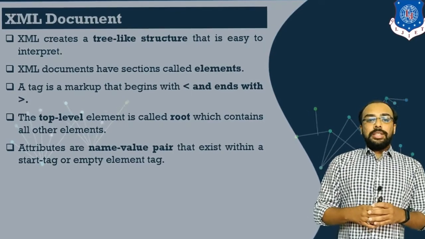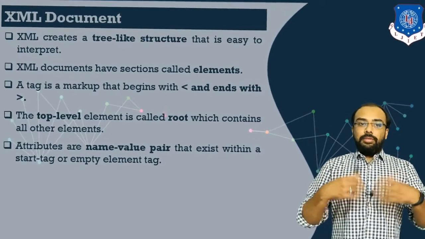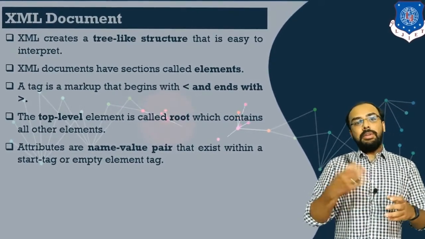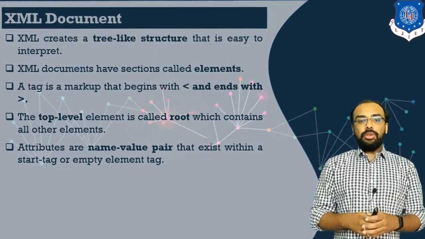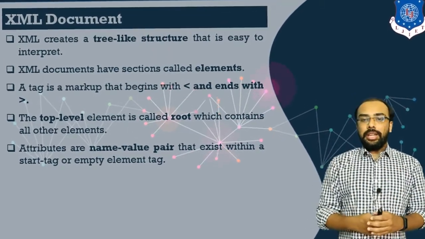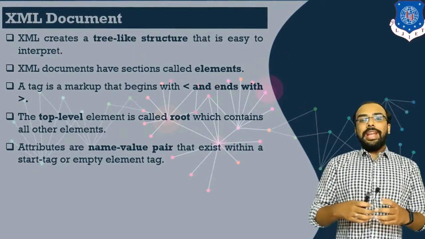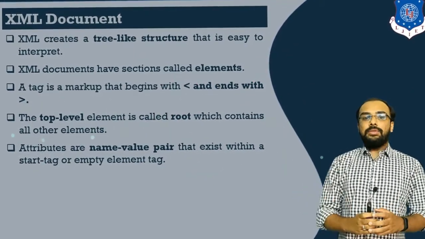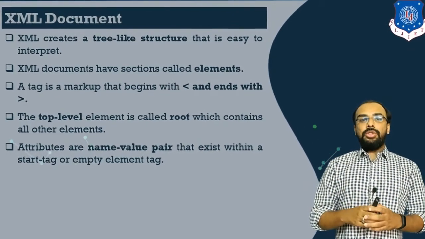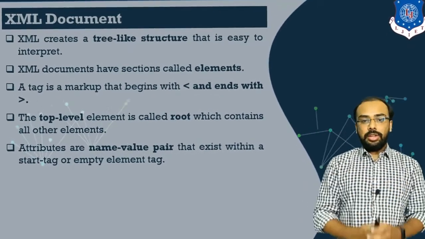Now you can see a tag. As we have seen in HTML, there is a tag; similarly in XML there are also tags. So how can you create a tag? For that we have to use angular brackets. An XML document starts with an angular bracket tag and it also ends with an angular bracket tag.